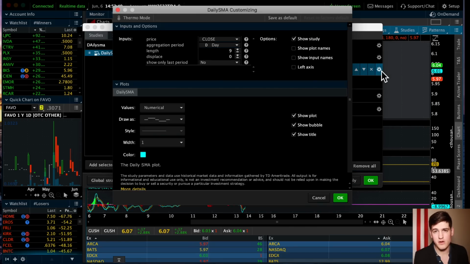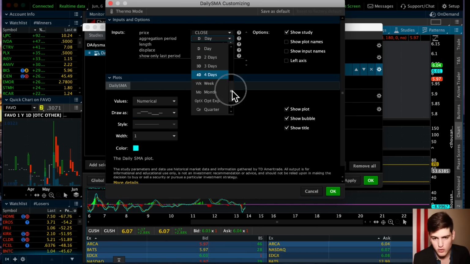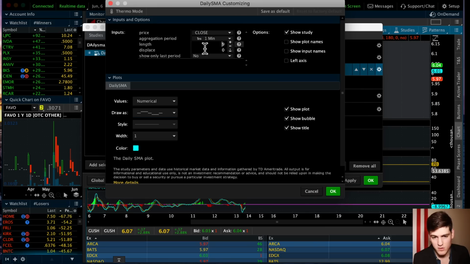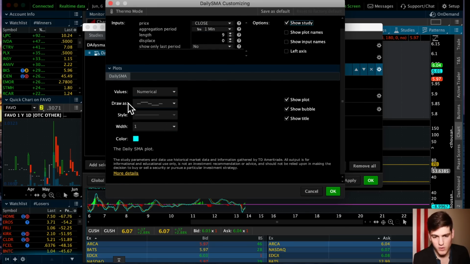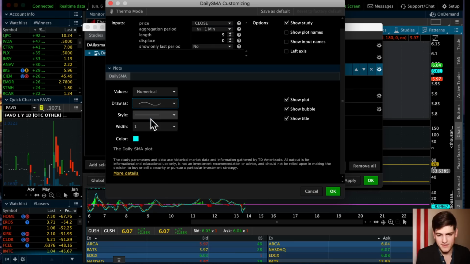So let's configure this. We're going to say this is the short-term SMA line. So for the short-term SMA line, we're going to keep this on the default, which is closed. The aggregation period is going to be set to 1 minute. The length is going to be set to 9. And you're also going to want to configure how it's drawn. I think this is kind of a messy way to draw it. I like to have it set to this, and then I like the color to be this light bluish color.